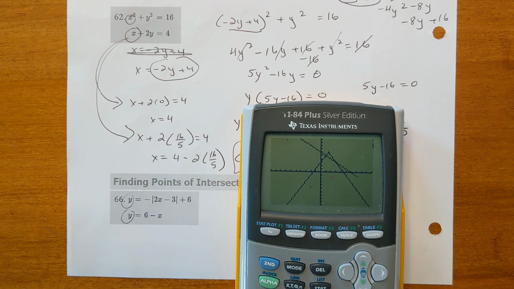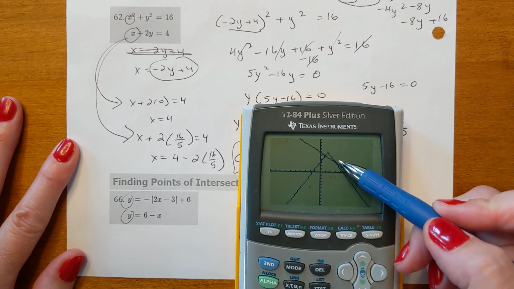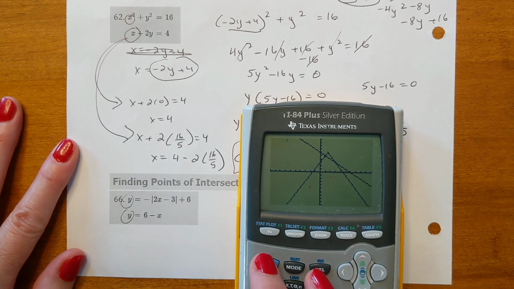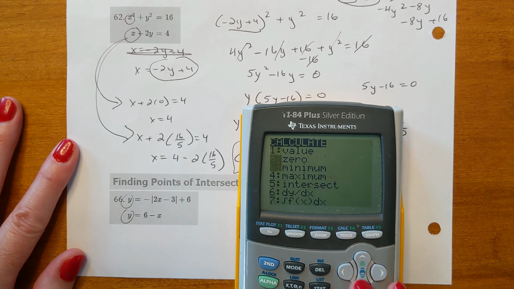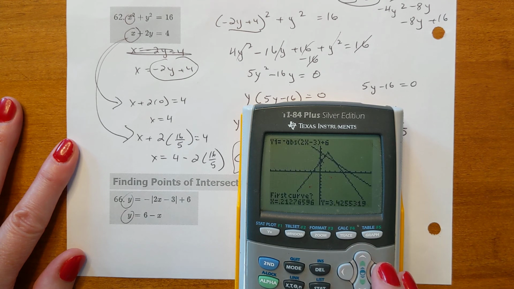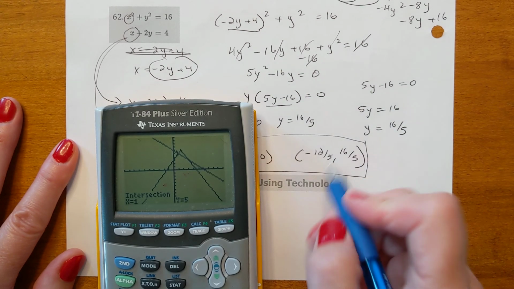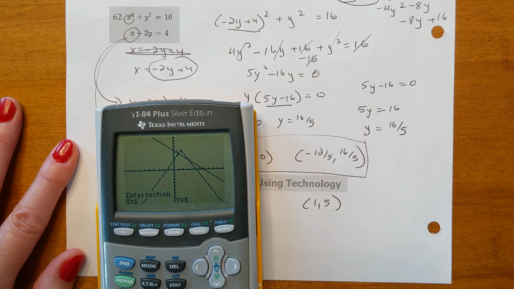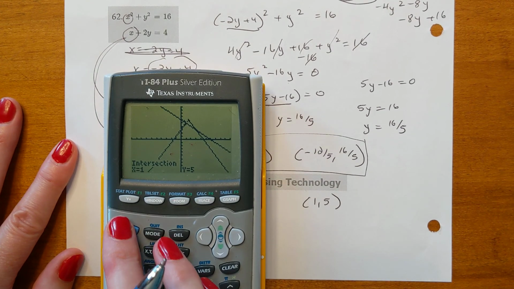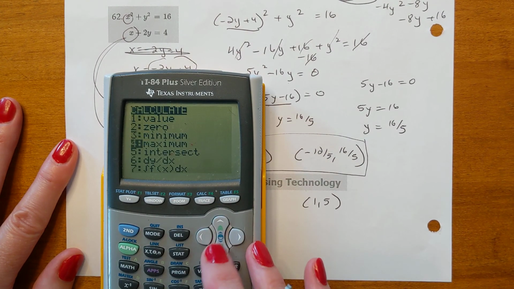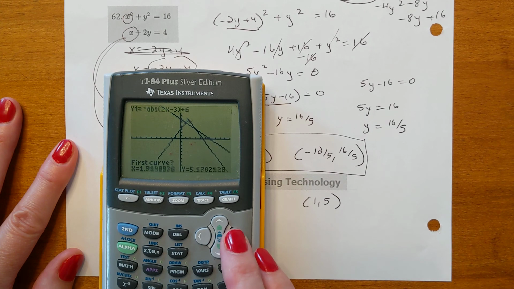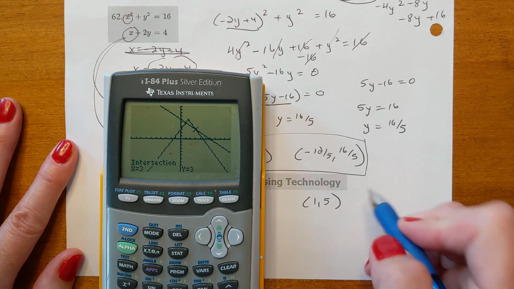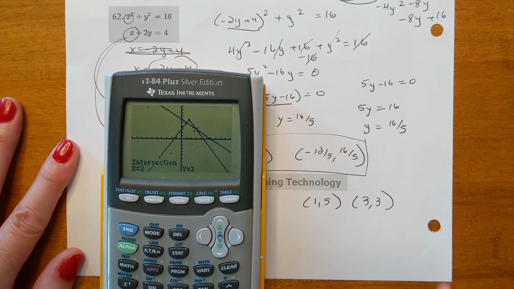All right, so this has 2 points of intersection, one here and one there. Let's see if it's nicer to me this time. Second, calculate the intersection. Again, take the spider over near the point, then hit enter a few times, and it'll tell you the point. It's 1, 5. All right, let's do it again. This is where things went bad last time. Second, calculate the intersection. Take the spider over to the other point, hit enter a few times, and we get 3, 3. So there are the 2 points of intersection.